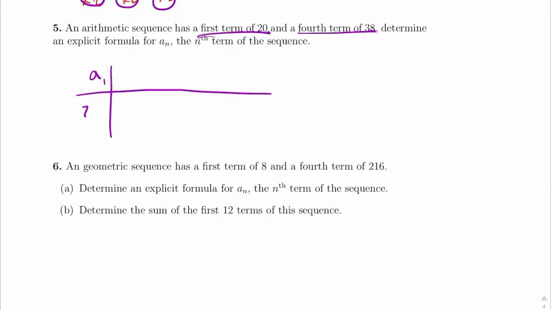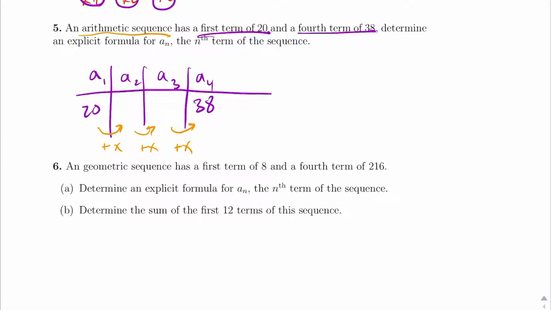But we know that A1 is 20. We don't know A2. We don't know A3, but we do know A4 is 38. Now they tell us a little bit of extra information. They said it's an arithmetic sequence, which means we're adding some amount each time.